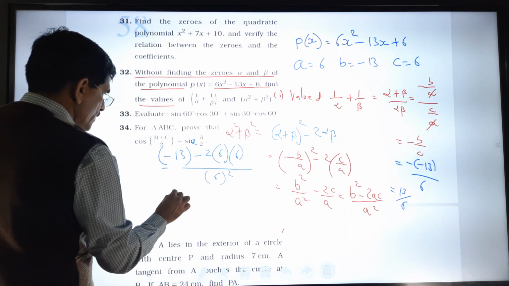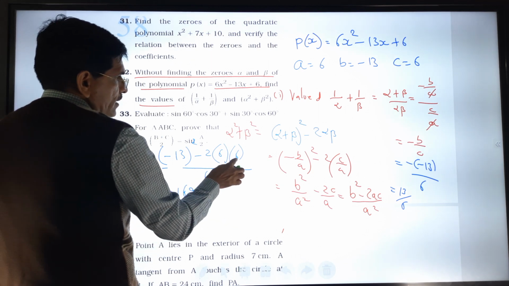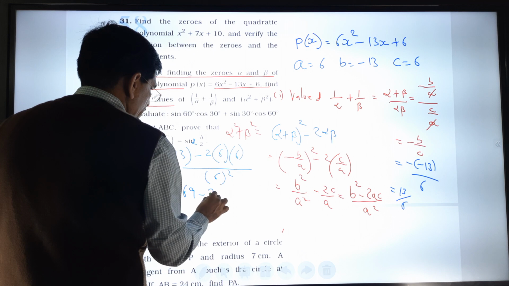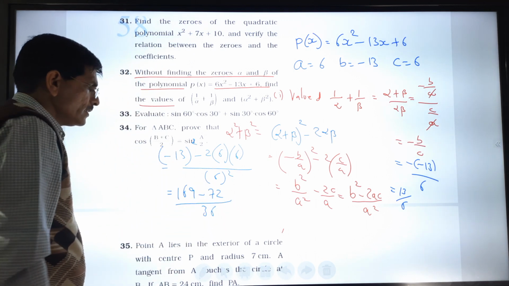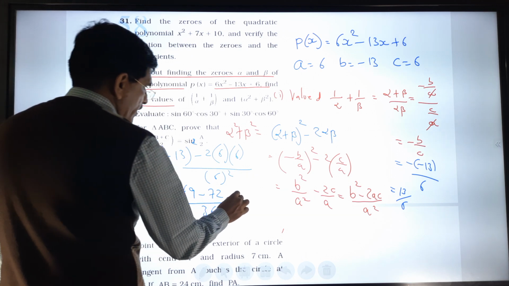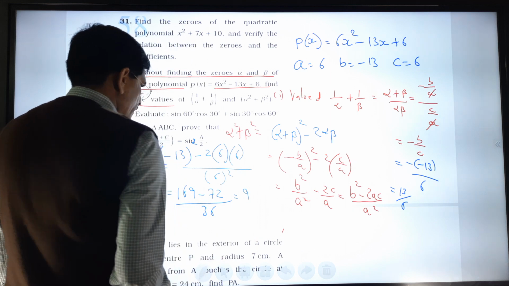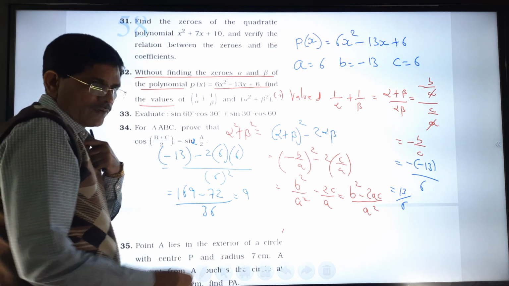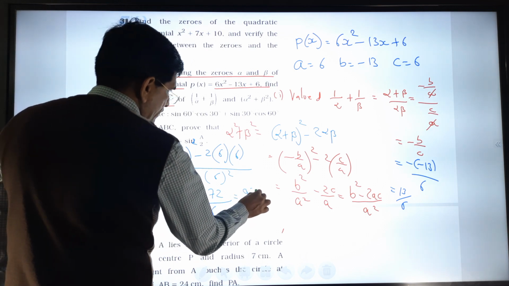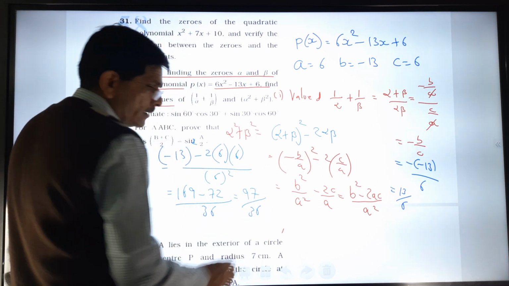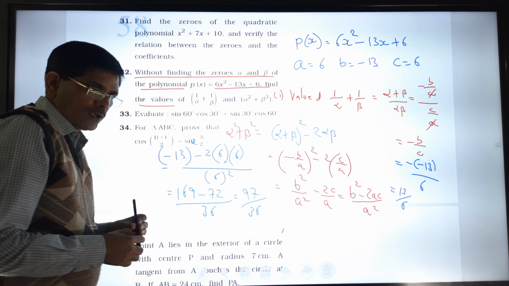So 13 square is 169, minus 6 sixes are 36, 72, upon 36. 169 minus 72, if you subtract it, that is 97 upon 36. So 97 upon 36 is our answer.